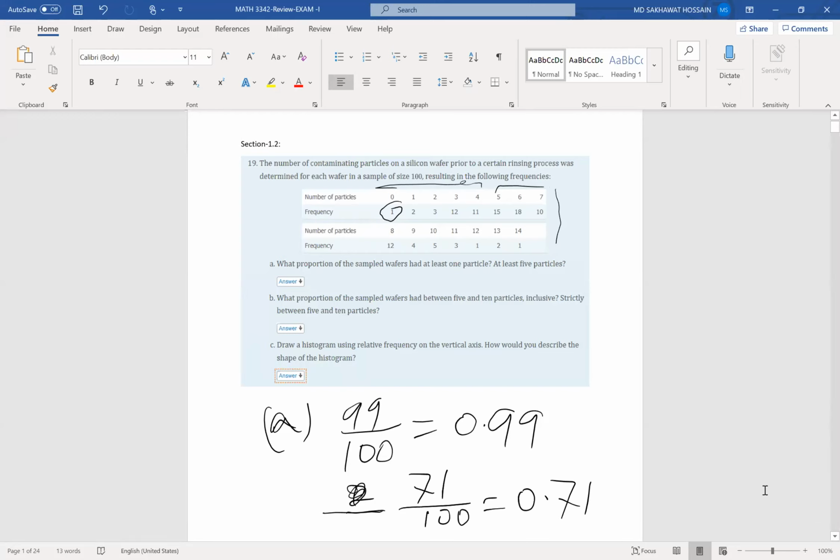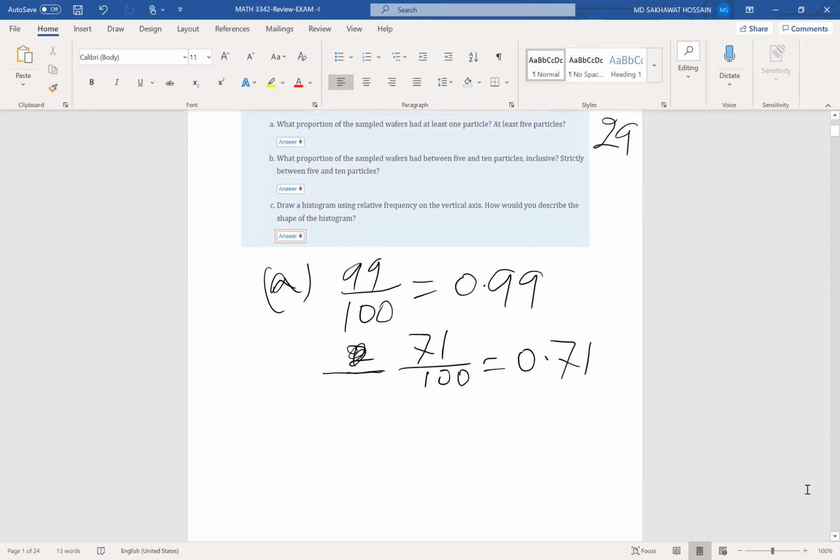Oh, okay. So you have to add the frequency for the particles from 5 to 14, and it will take time. So I considered the complement. That means I subtracted the frequency for 0 to 4. I added this frequency, which is 1 plus 2, 3 plus 3, 6 plus 12, 18 plus 11, so it's 29, right? And the total is 100, so 100 minus 29 is 71, right? Yes. Yeah, 71 divided by 100. Good question.